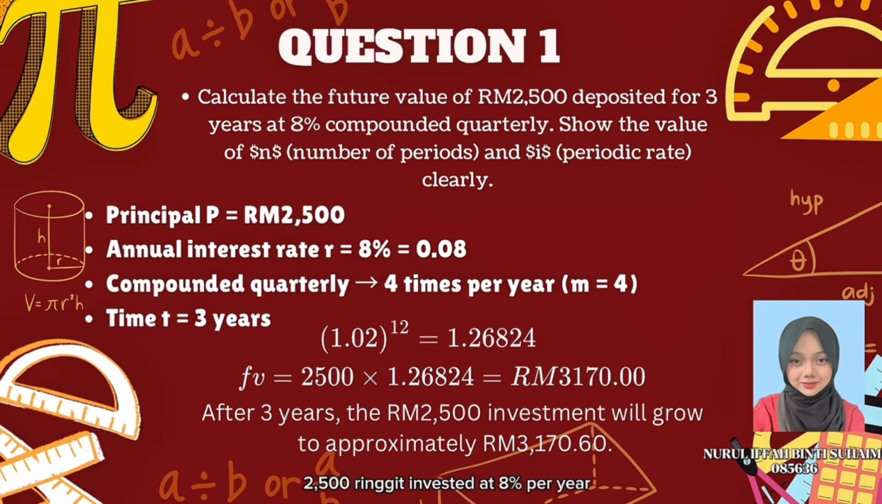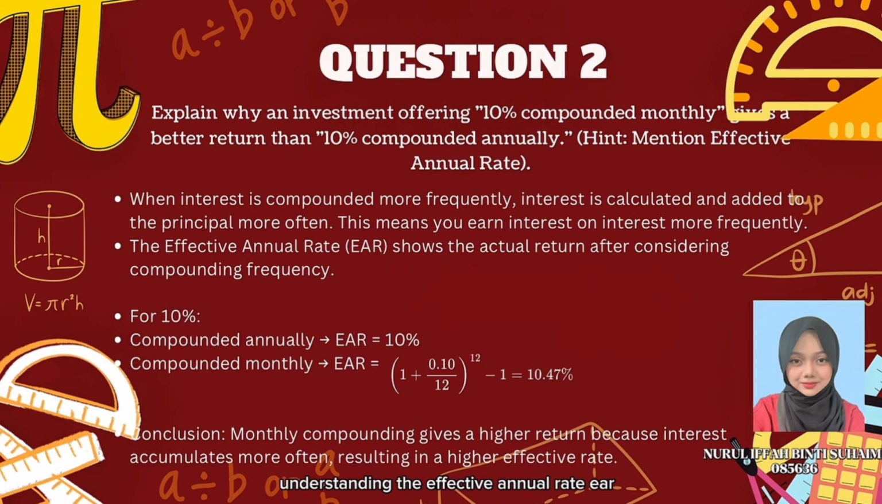In conclusion, 2,500 ringgit invested at 8% per year and compounded quarterly will grow to 3,170 ringgit and 60 cents after 3 years. For question number 2, understanding the effective annual rate, EAR. Now let's move on to the second question.